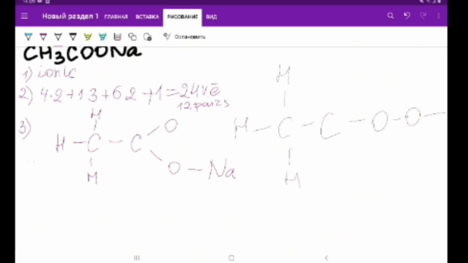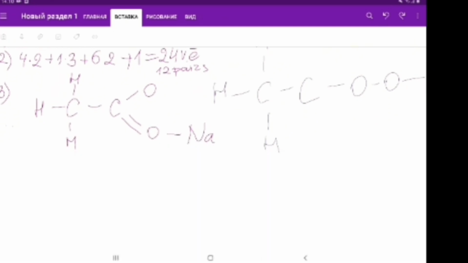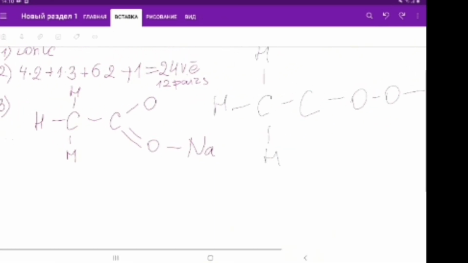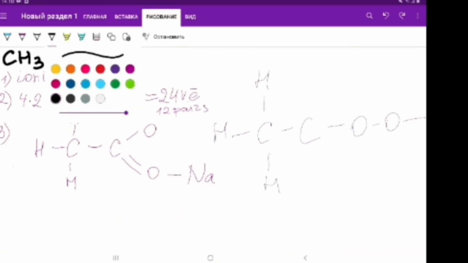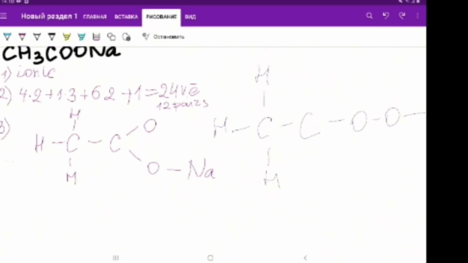So we know that the valence of carbon should be 4. For the first carbon it's okay. For this one it's 3. We should add one more, here or here. If we add one bond here, our oxygen will have 3 bonds. Oxygen cannot have a valence of 3, so it's not possible. For this reason, it will be added to this oxygen. Now all the valences are okay.